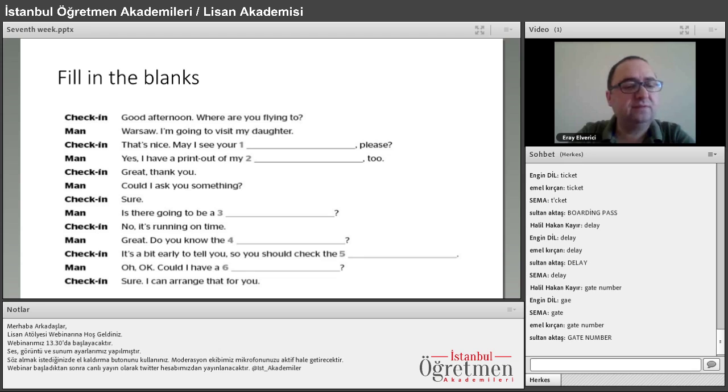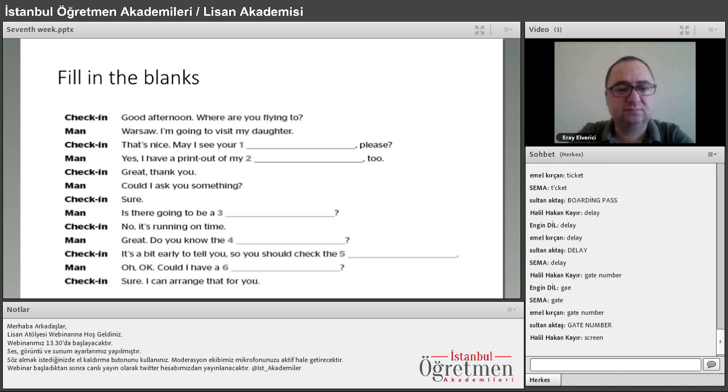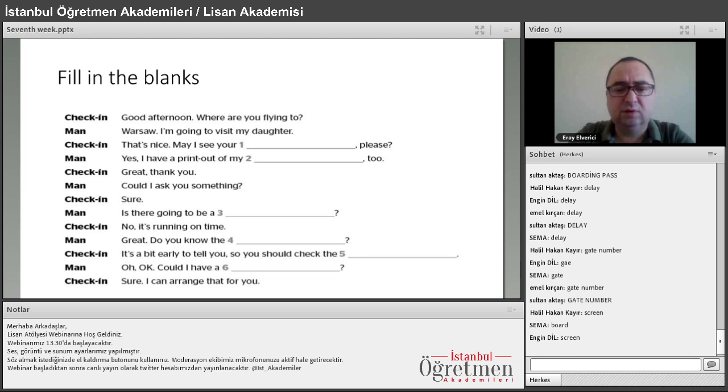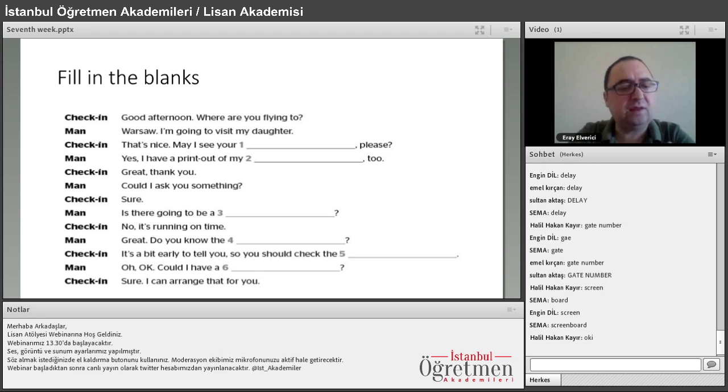Number 5. Screen. Board. Yeah, maybe. But instead of screen board, they say, we learned today, screen board or monitors. Okay. Yes, number 6.